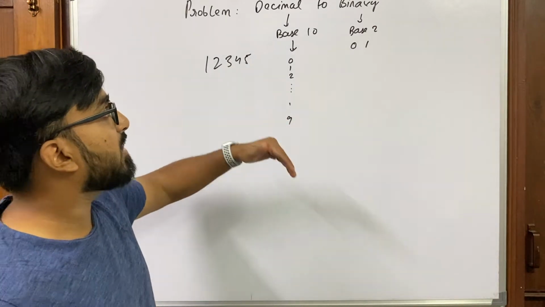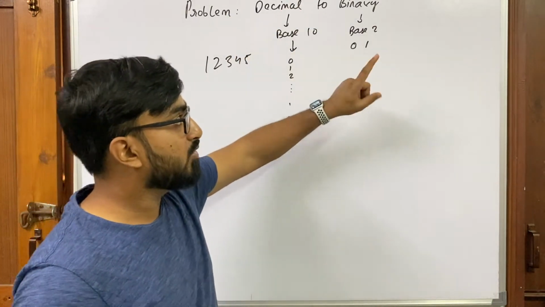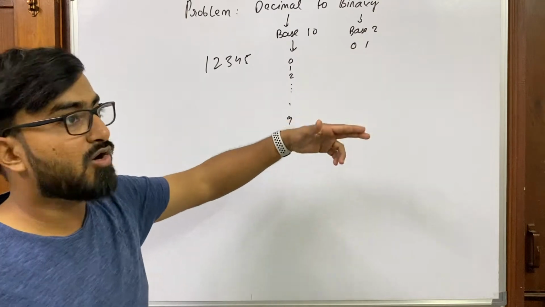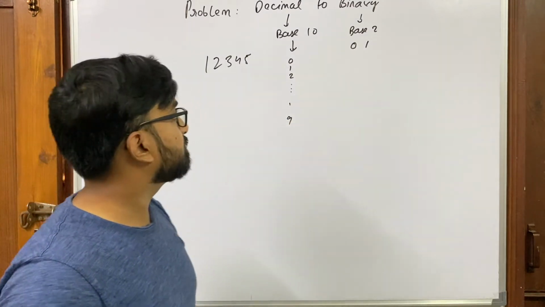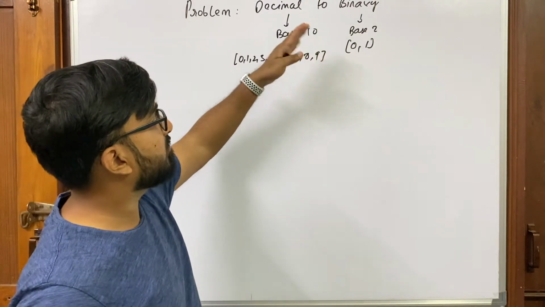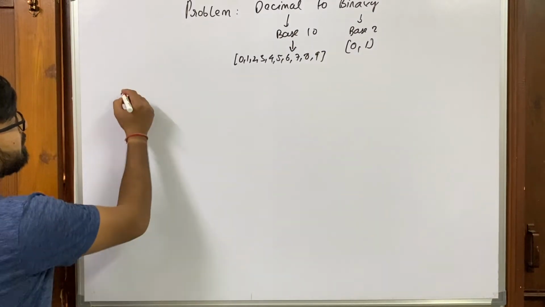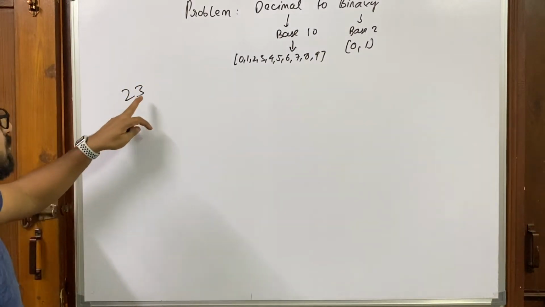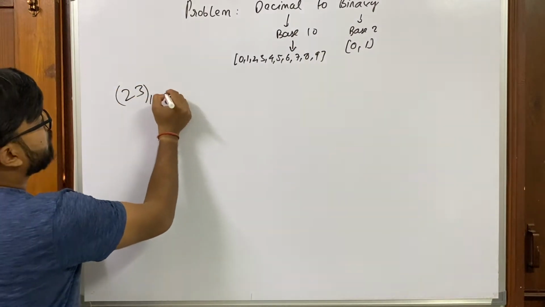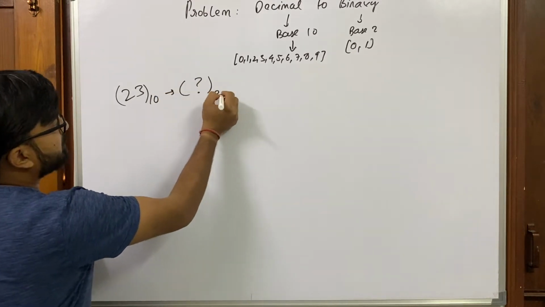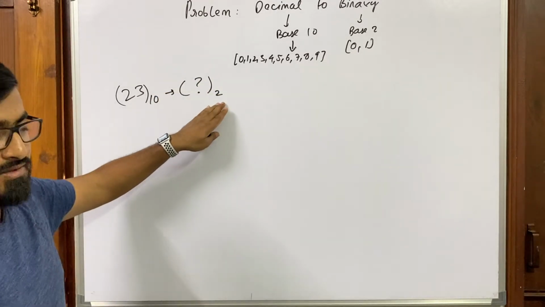There is a standard method of converting decimal to binary. We look at the method first and then we see how we convert that method into code. So let's first see an example of how to convert a decimal to binary. For example, I have 23. I have to convert this 23 from base 10 to some value in base 2. This is how you represent the base.